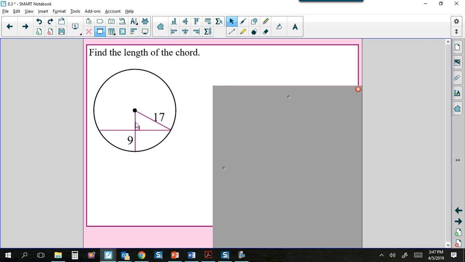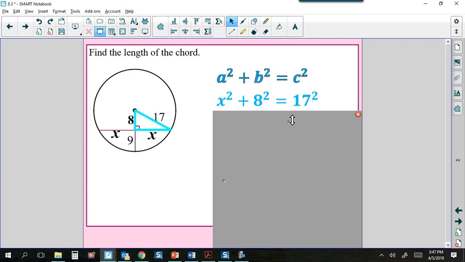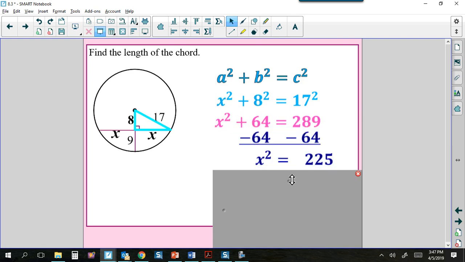Well, we know the radius is 17, we know a piece of the radius is 9, so that leftover piece of the radius has to be 8, because 8 plus 9 is 17. So I also know that because I have a chord and a radius, that it has been bisected. So I know that both sides have got to be equal to the same thing. But I'm not going to worry about that just yet. Right now, I'm just going to do Pythagorean theorem and do 8 squared plus x squared is equal to 17 squared. Then I go ahead and solve, and I find that x is equal to 15.